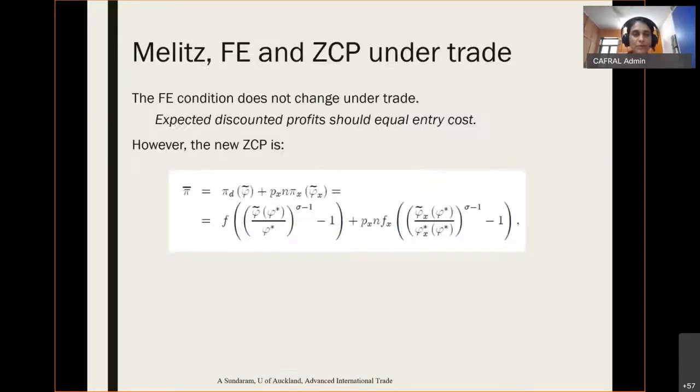Okay. So now note that the FE condition does not really change under trade. So if you look at the FE condition, there isn't much there, right?